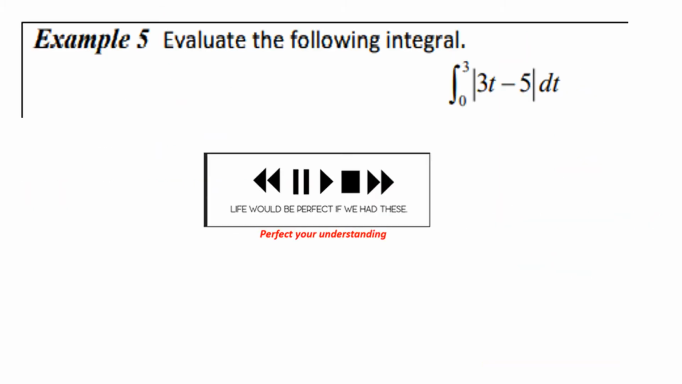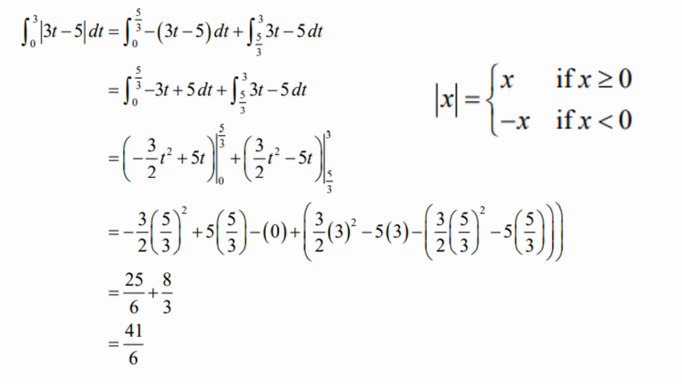Okay, here's another integral I'm asking you to evaluate. Evaluate this integral. This is the integral from 0 to 3 of the absolute value of 3t - 5 dt. You know what to do. Let's see how you did.